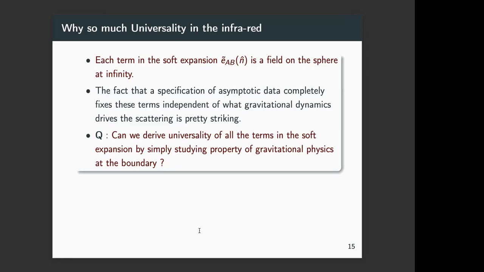So maybe this is a good time to see if there are any other questions, because we now move to the next part of the talk.